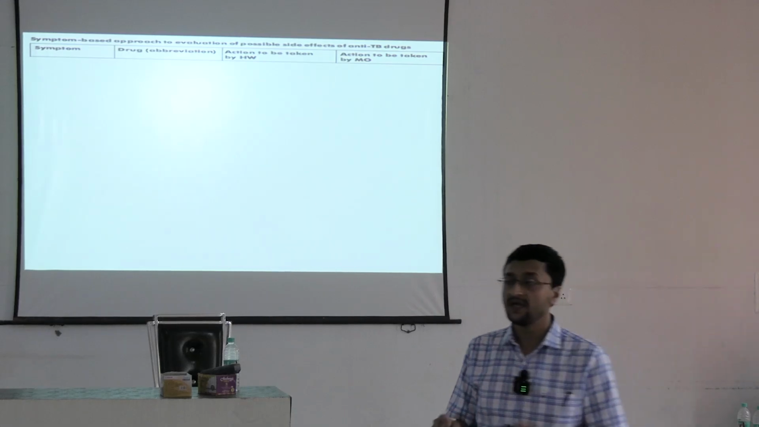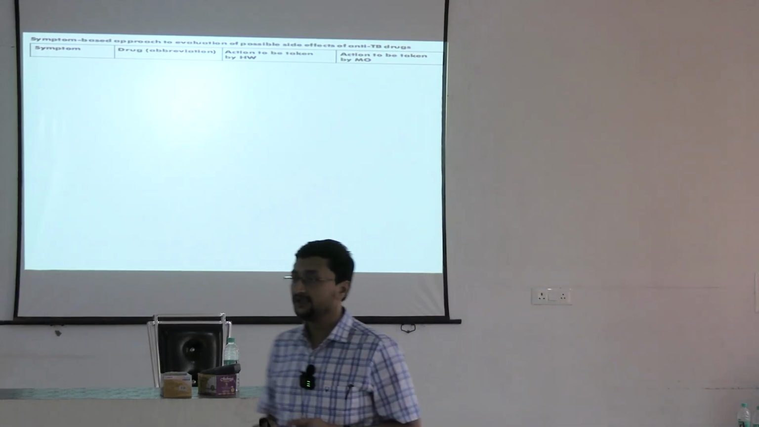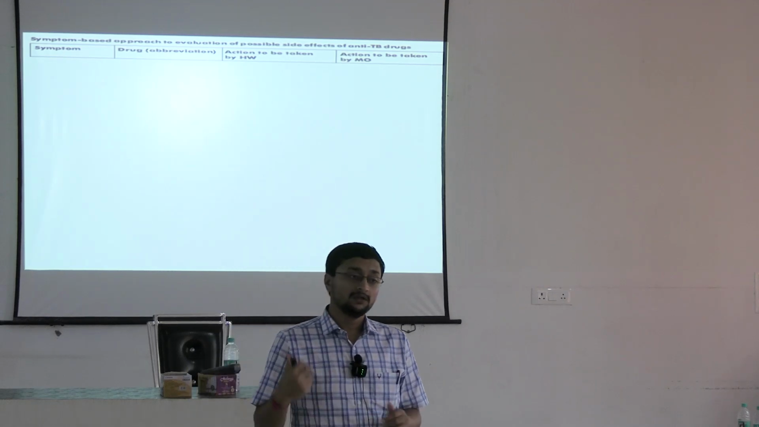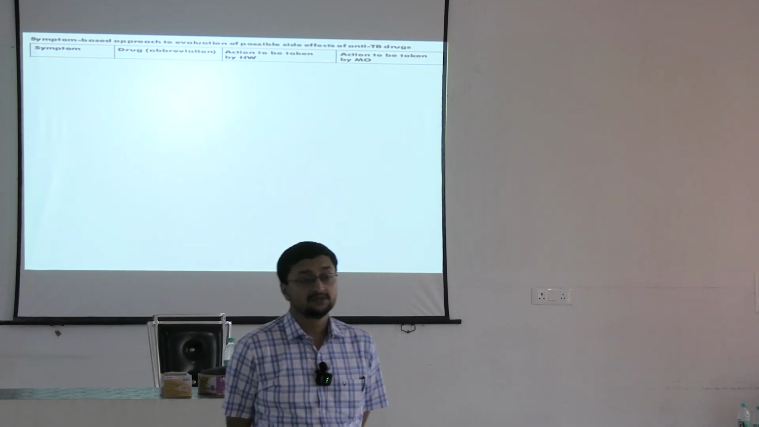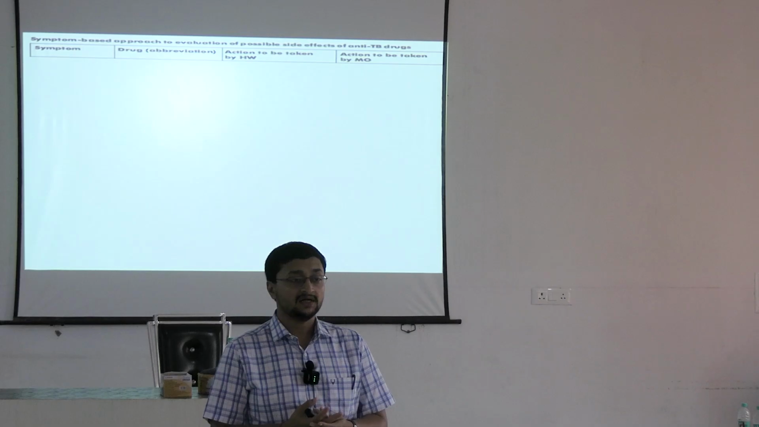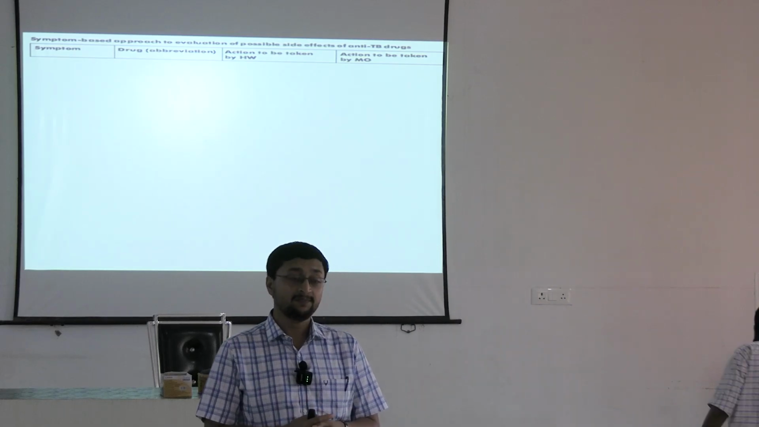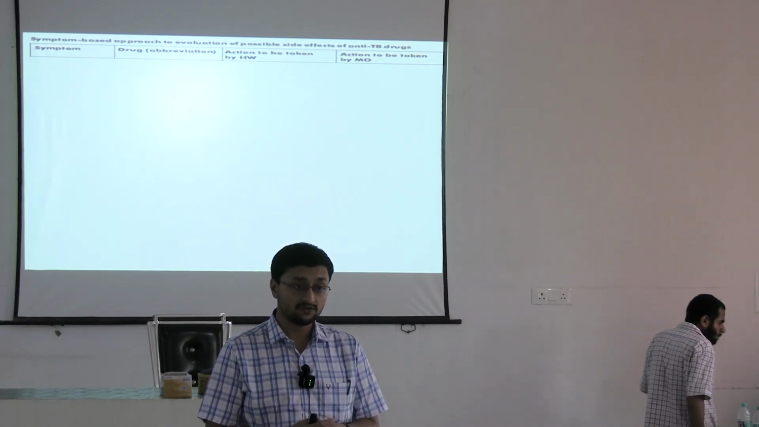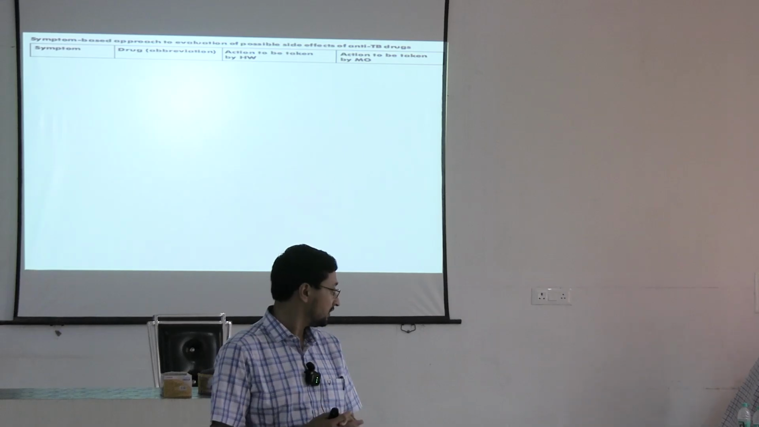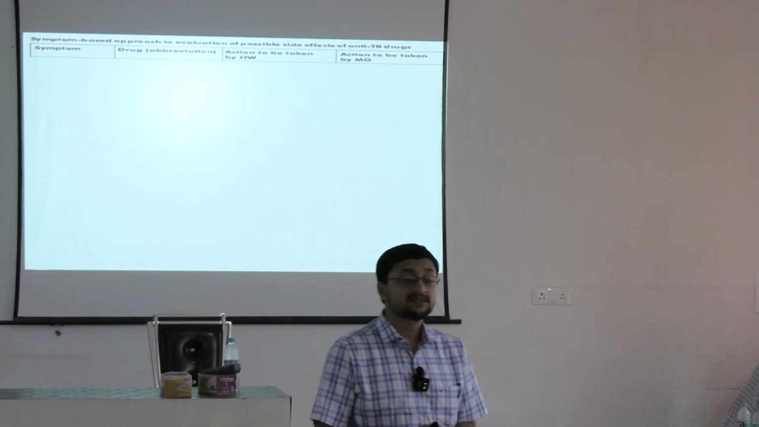And definitely always check other causes of liver failure, like whether the patient is having chronic liver disease or not, alcoholic liver disease or not. Okay, next one is skin rash.